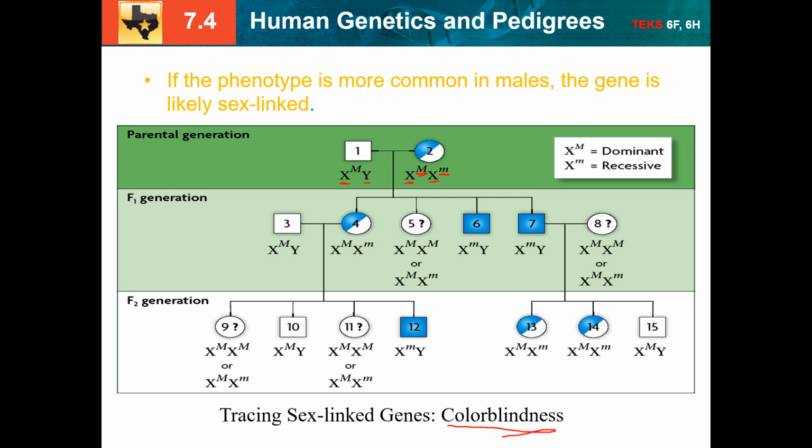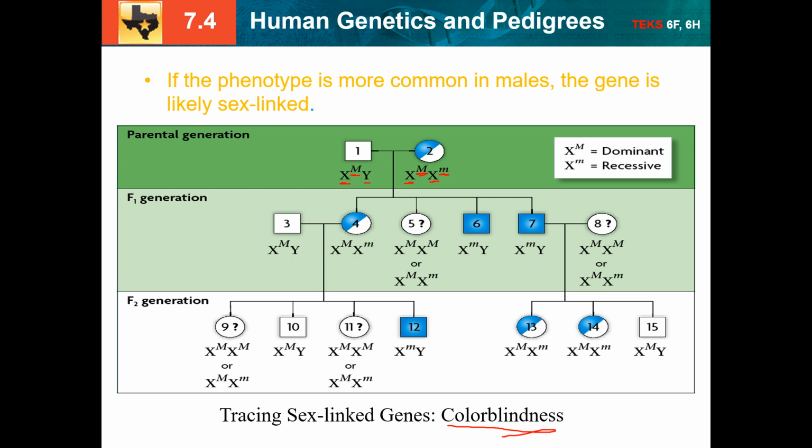An interesting thing here is number 5, this female. We don't know whether this female doesn't have color blindness at all, or doesn't have color blindness but is just a carrier. We know she got this capital M from her dad, because the males are always going to donate their X capital M.